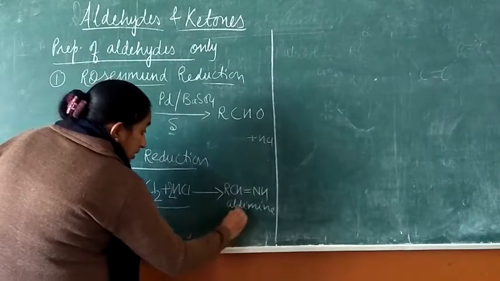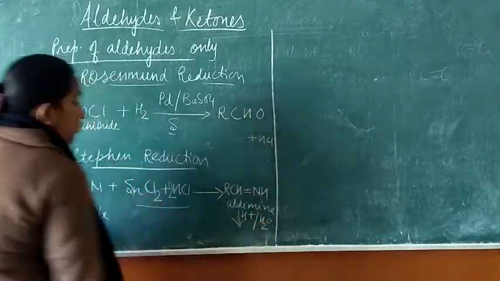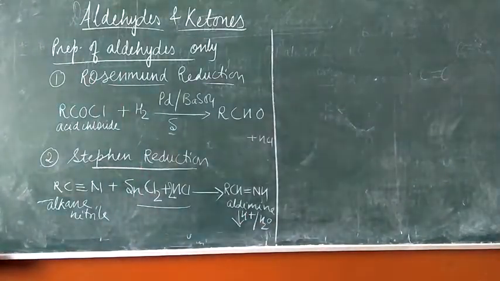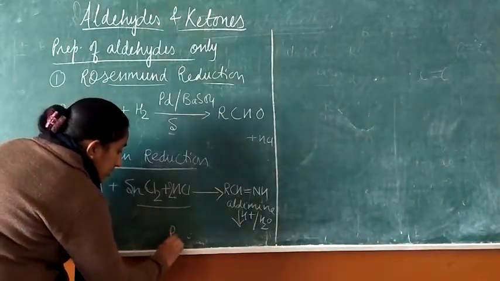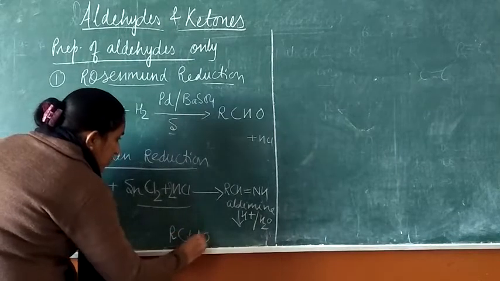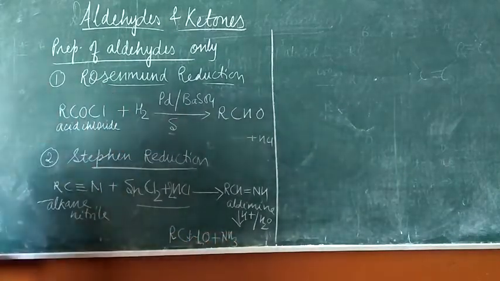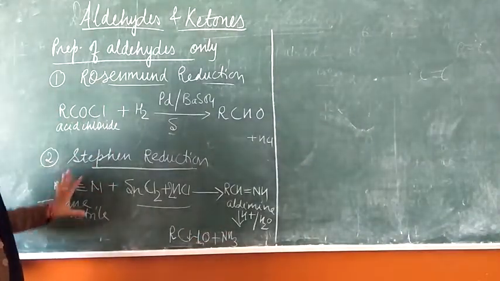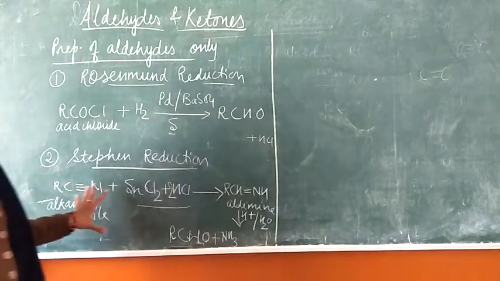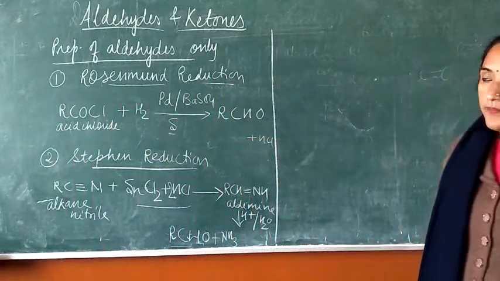Now this, on hydrolysis with H plus and H2O, shows that acidic hydrolysis is taking place. Now we will get the compound RCHO plus NH3. So we obtain the aldehyde. So in Stephen reduction, the reaction mixture contains the alkane nitrile and the reducing agent is SnCl2 plus HCl.